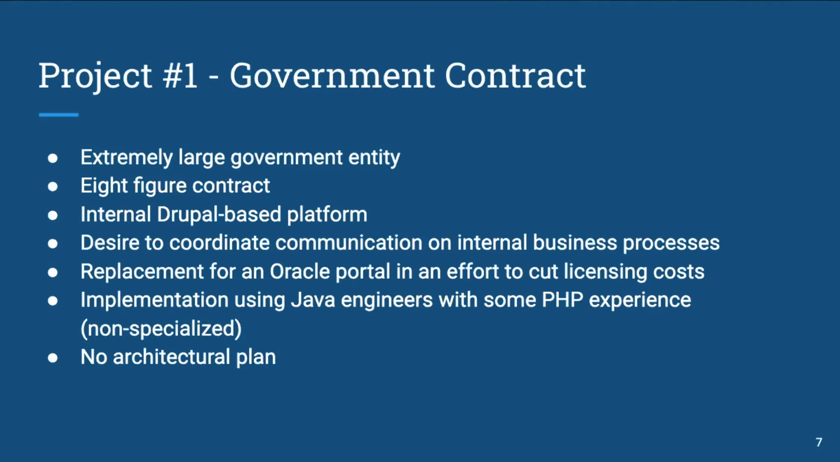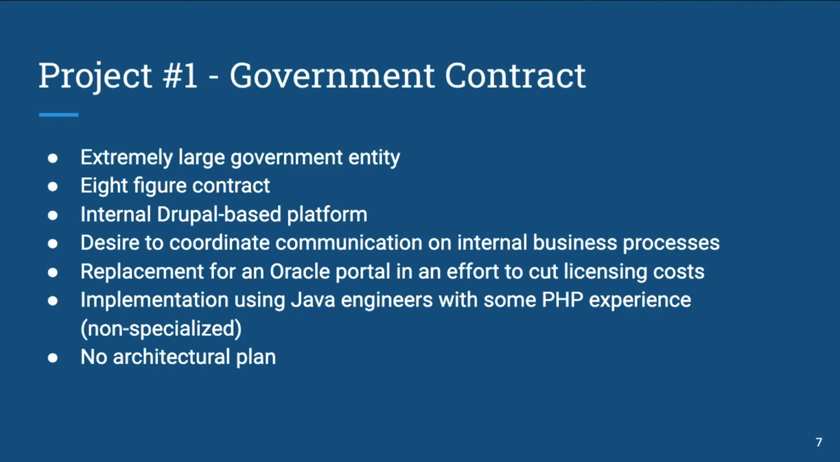So the first project I have to go over is a government contract. Now, I'm of course obscuring the name of the individual contract, the vendor that was actually doing the contracting, as well as the government agency, for the sake of non-disclosure. But it was an extremely large government entity, one of the largest government entities that we have. It was indeed an 8-figure contract, so we're talking tens of millions of dollars. It was really an 8-part project, and I was working on one of those 8 parts, so the bigger context of the contract was much larger than that, but this particular sector was 8 figures.